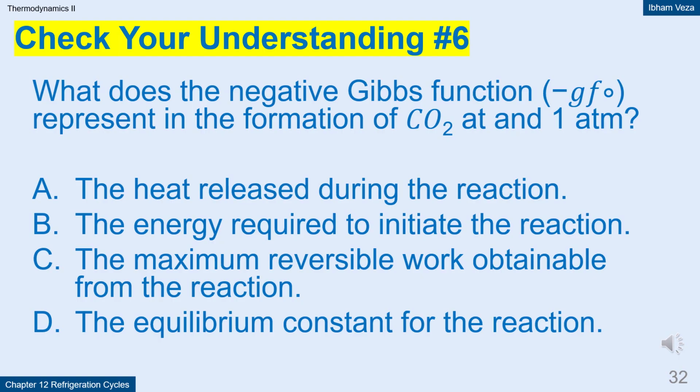D. The equilibrium constant for the reaction. Incorrect, because while the Gibbs function can relate to equilibrium, it directly represents the maximum reversible work, not the equilibrium constant.